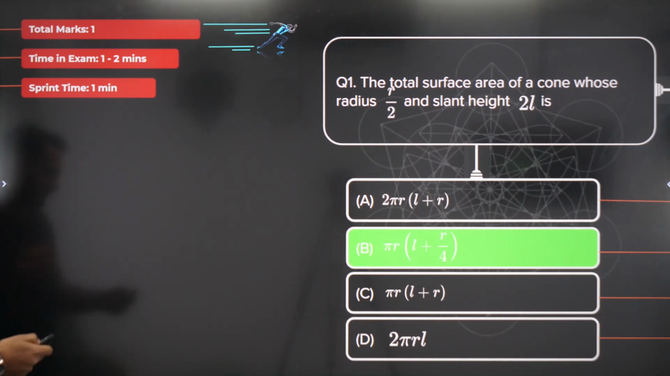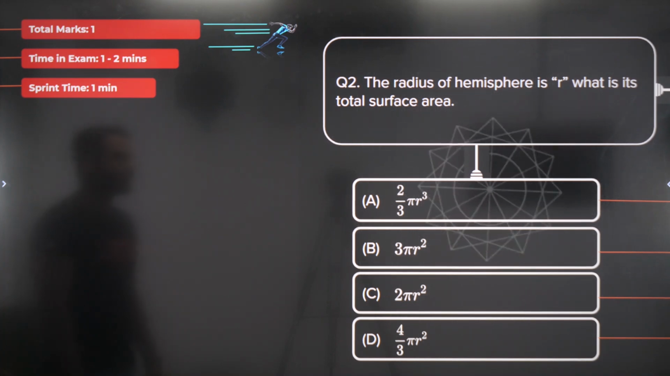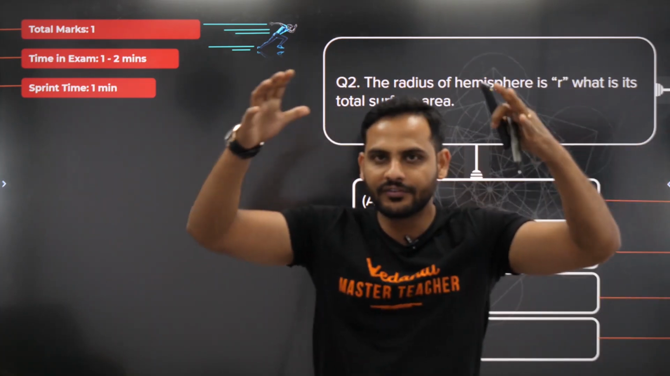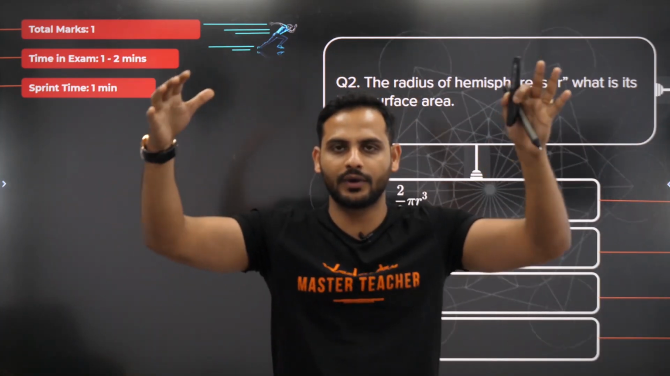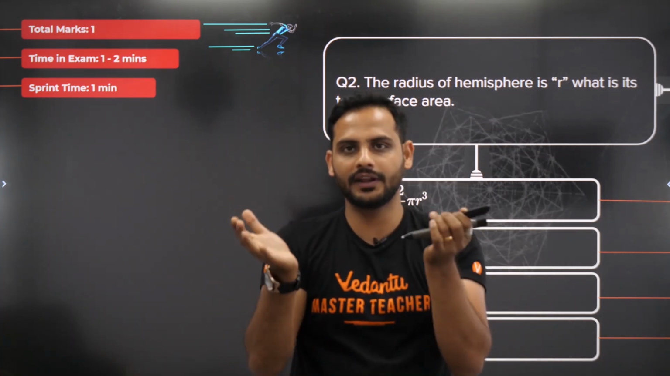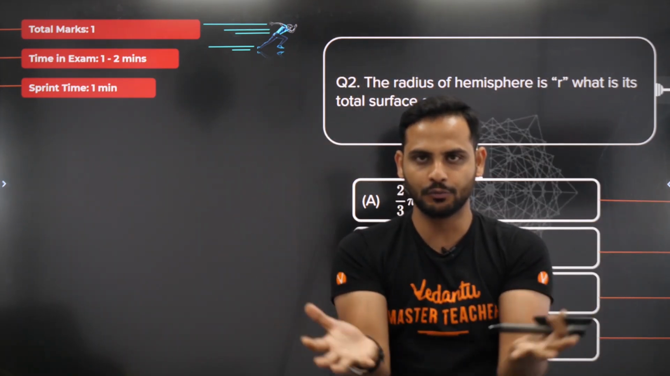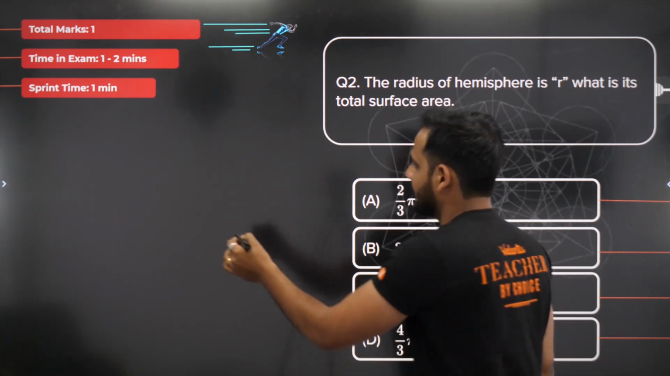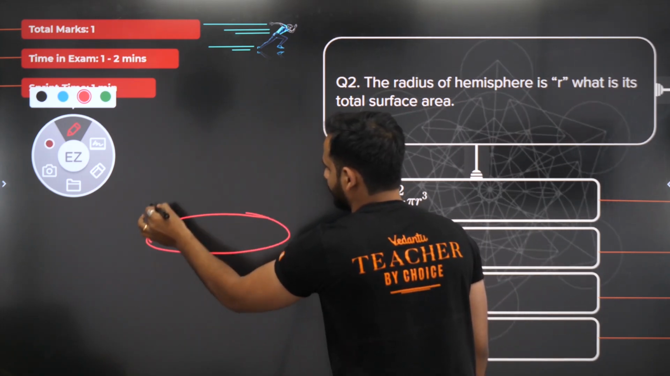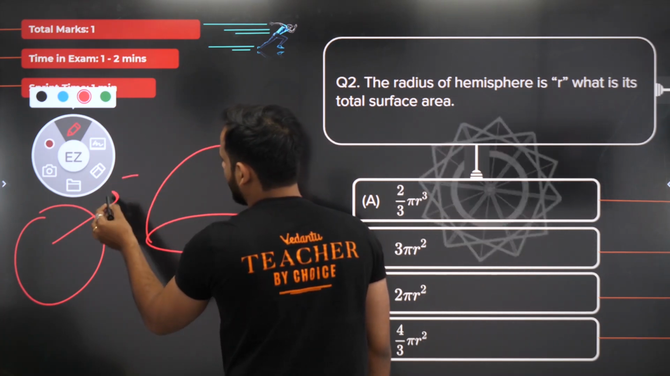The second question we have is this: the radius of a hemisphere is r. What is its total surface area? If we have a complete sphere, its surface area is 4 pi r square. Now if I cut it into 2 parts, the top part will be 2 pi r square, the bottom part will be 2 pi r square. But since you have a hemisphere, let's say this is the hemisphere. For the total sphere, it was 4 pi r square.